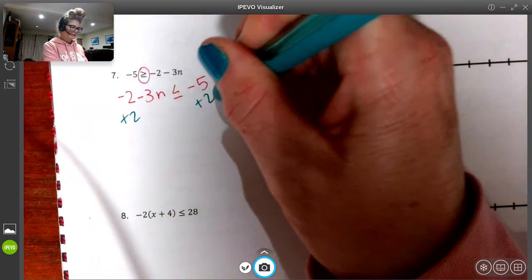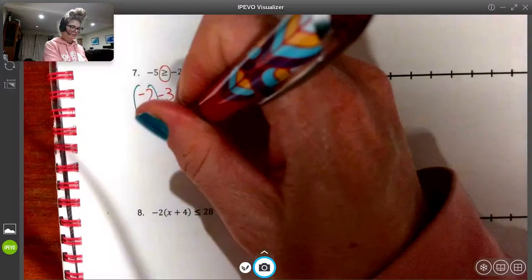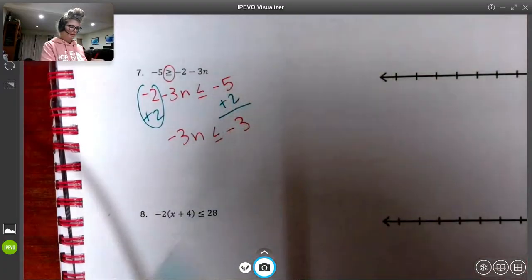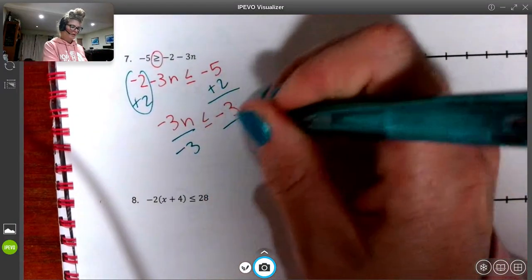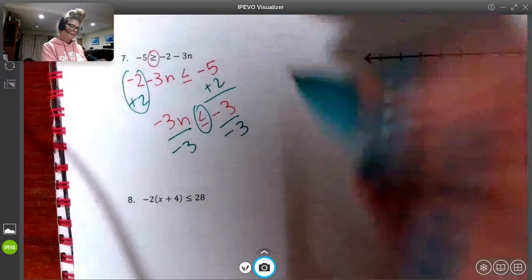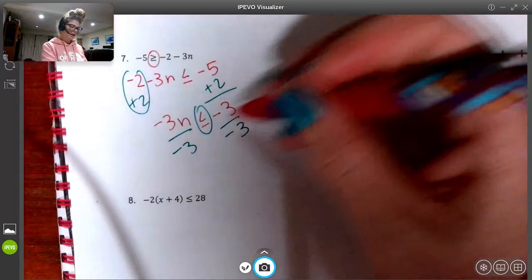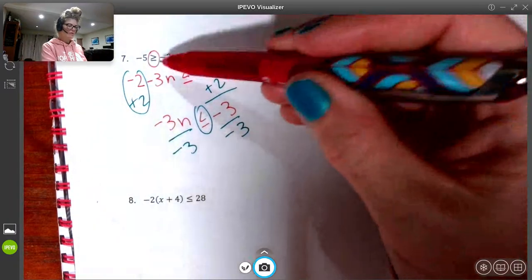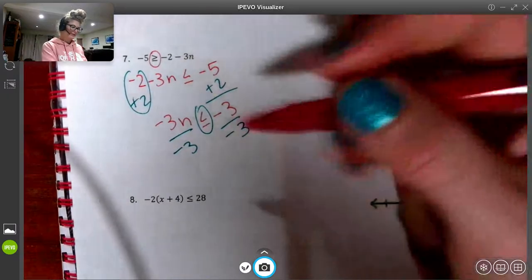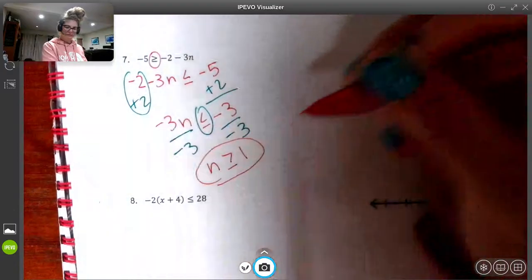Add 2 to both sides. When I do that, I have negative 3n, do not lose your negative, is less than or equal to negative 3. Divide both sides by negative 3. Dividing both sides by a negative, what do you have to make sure you do? That's right, flip your inequality symbol, because that means we are taking the opposite relationship. So even though we flipped it in the beginning, we're flipping it again. This is called a double switcheroo. So n is greater than or equal to positive 1.